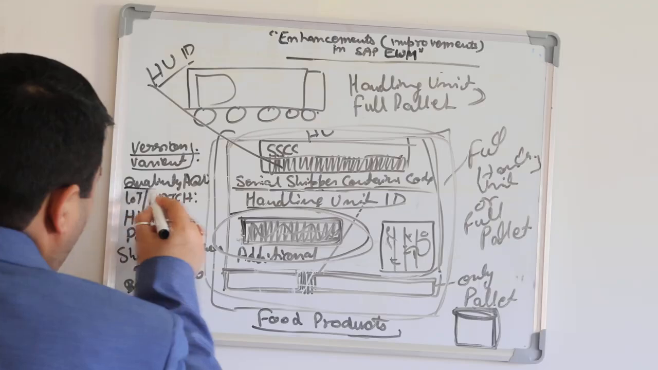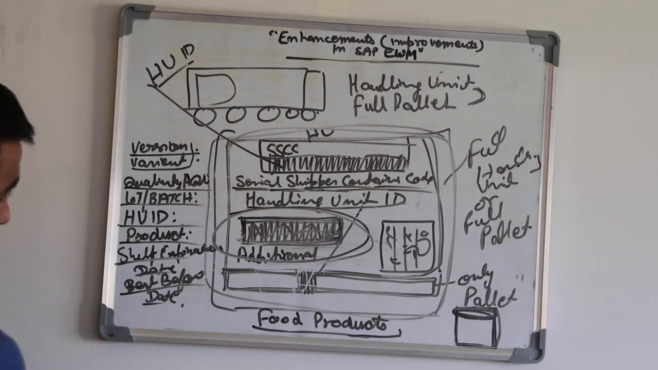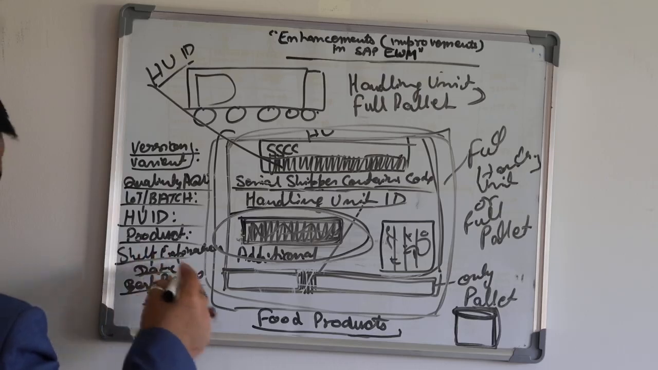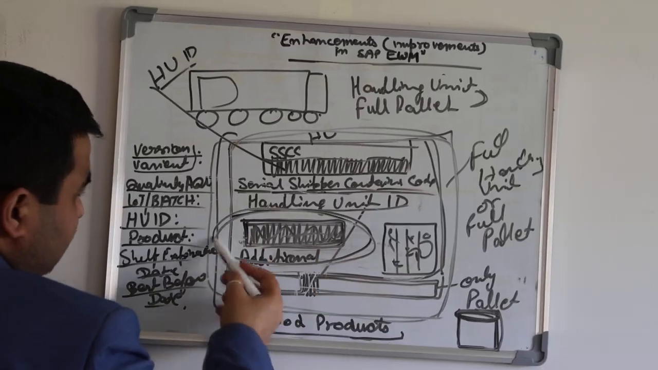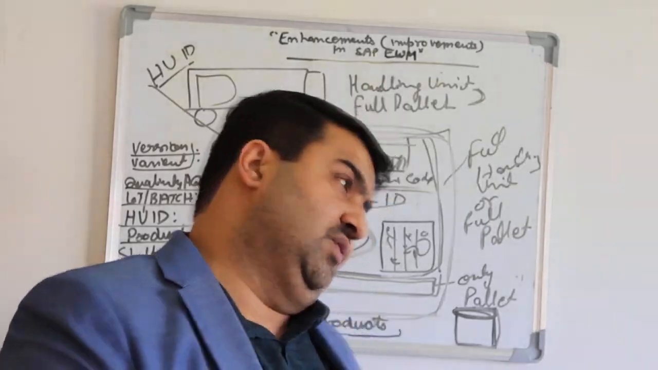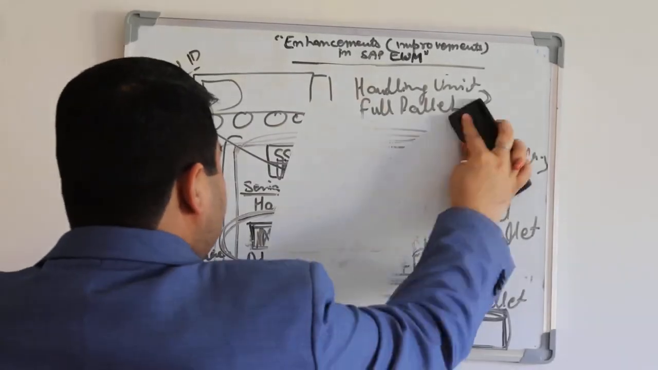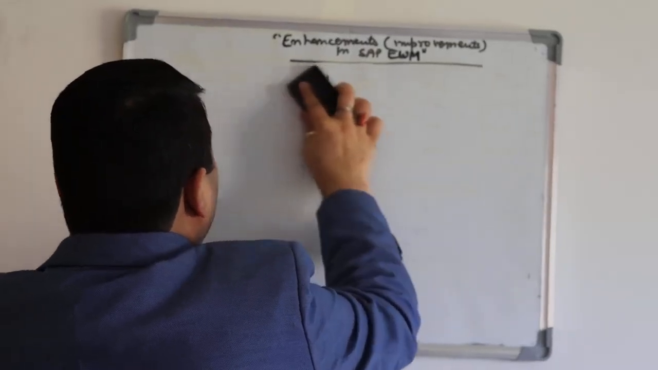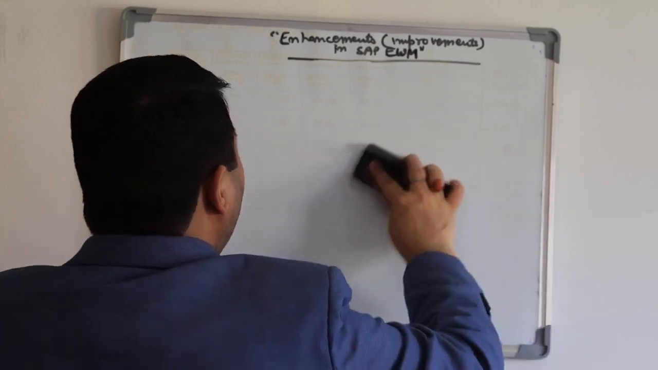So we have the quantity, batch, handling unit, product, shelf expiration date, best before date, because we are dealing with a food product. If you are not dealing with a food product, we will not have the expiration date or best before date. So when we receive these types of barcodes, how will we manage them in the warehouse business? I will explain it here. It's very simple, guys.